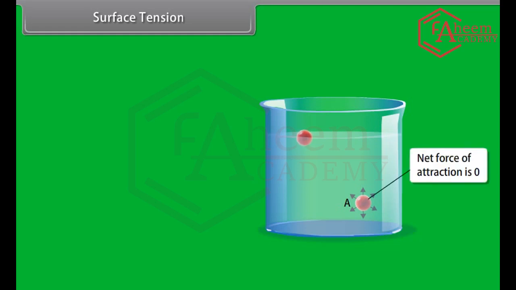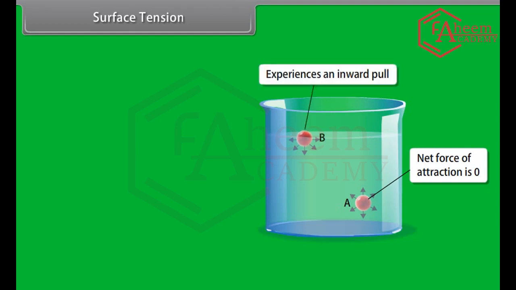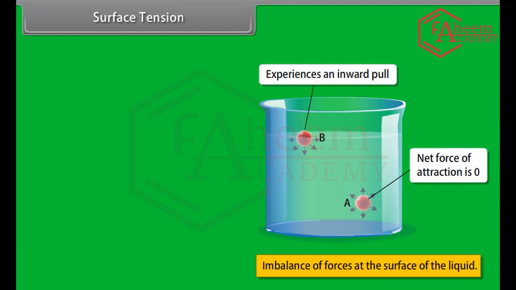Therefore, the net force of attraction acting on such a molecule is almost zero. However, a molecule at the surface of a liquid has no upper molecules to participate in attraction. This creates an imbalance of forces at the surface of the liquid. Consequently, the molecules at the surface experience a resultant inward pull.